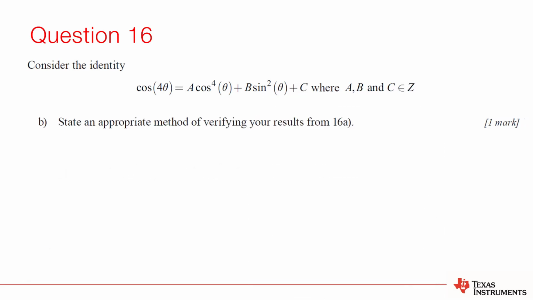Part B. There are several ways our results could be checked. Graphically, using a calculator, as just demonstrated, or you could do a number of substitutions, which is kind of an abbreviated version of what we just did.